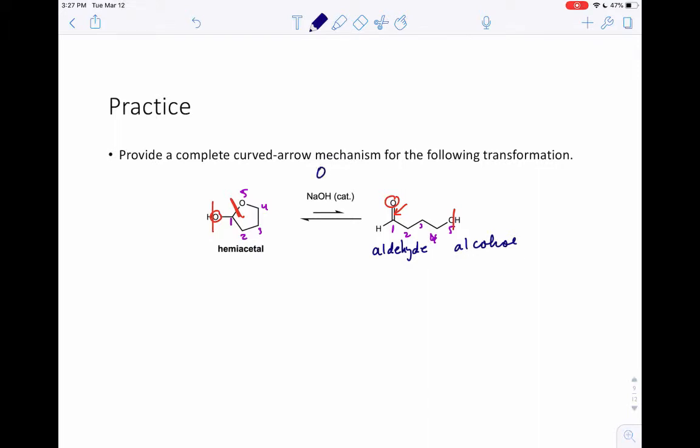Yeah, sounds easy, right? Well, we're in base, so we're going to deprotonate something. I know that it's not really easy, but you have to reason through it. If you're in base, see if deprotonating something is reasonable. And in this case, it is. So we're going to deprotonate that oxygen.